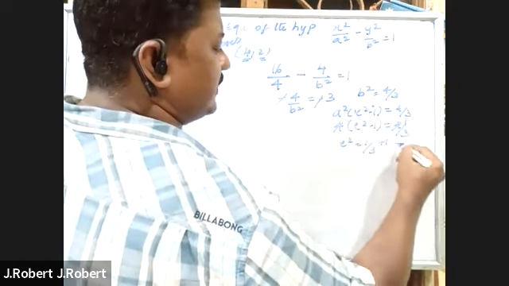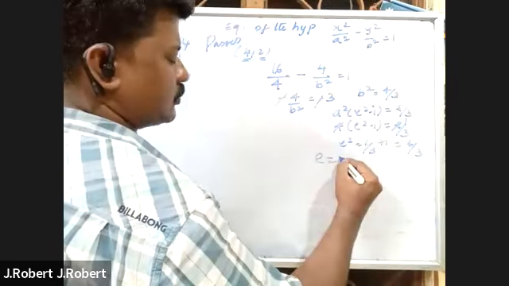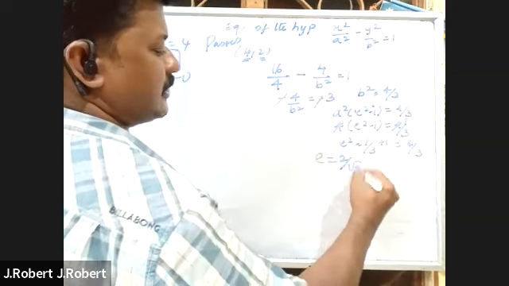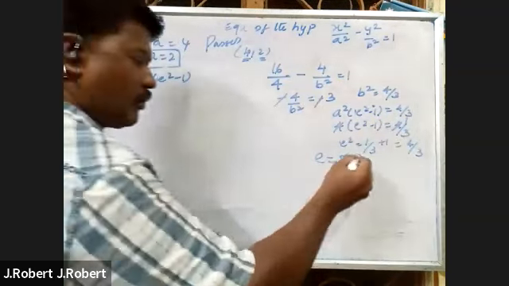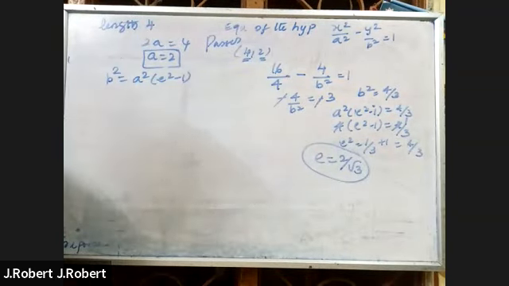Your e square minus 1 is equal to 1 by 3. Bring this 1 to this side, we get 4 by 3. Your e square is equal to 4 by 3. From this we derive e is equal to square root of 4 by 3, which is equal to 2 divided by root 3. Eccentricity is always a length. It should always be positive, need not be negative. Therefore, I can take your eccentricity as 2 by root 3.